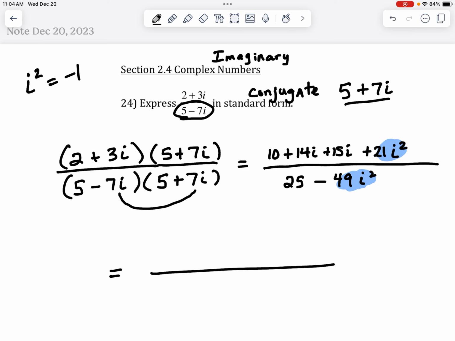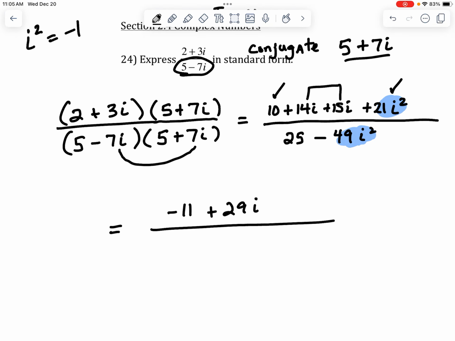So on the top, this is going to be 10 because i squared is a negative 1. This is a negative 21. So we have 10 minus 21, so that's negative 11. And then as far as the i's go, this is plus 29i. The top is now done, and for the bottom, because i squared itself is a negative 1, that's going to change this into a positive. So we then have 25 plus 49.